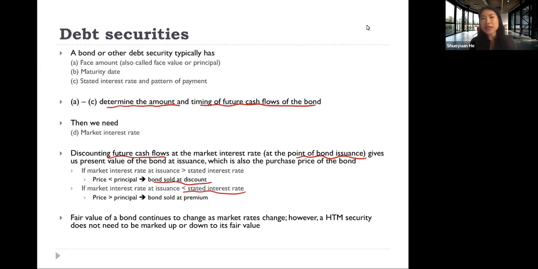Of course, the market interest rate keeps changing during the period. So even after the issuance of the bond, the market interest rate is going to keep changing. However, for a held to maturity security, we don't need to mark it up or down to its fair value. Because of the change in the market interest rate after the issuance, the fair value of the bond is also changing. But because we have an intention and the ability to hold the bond to maturity, the change in fair value doesn't matter to us. So this is basically about debt securities.